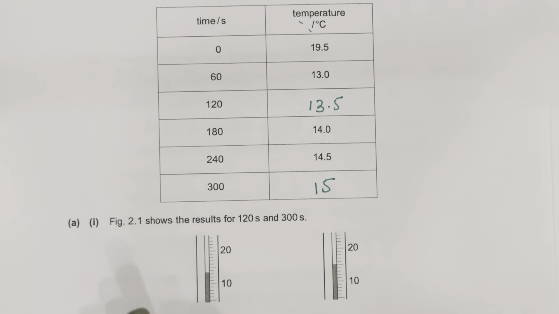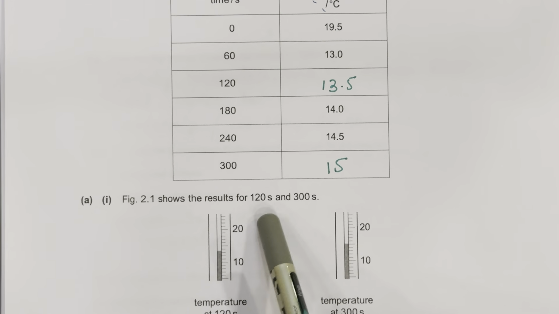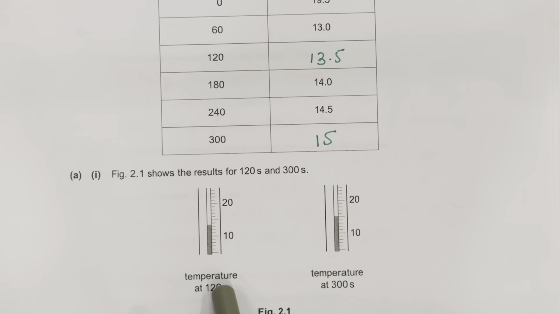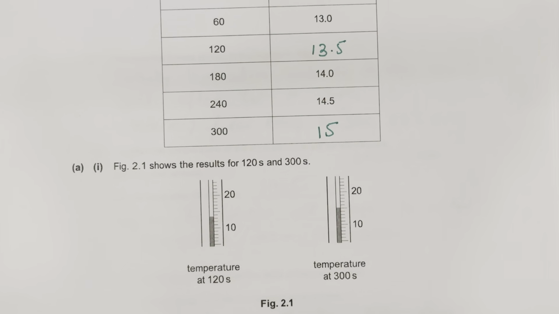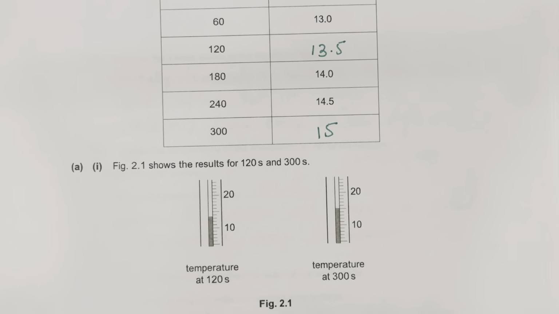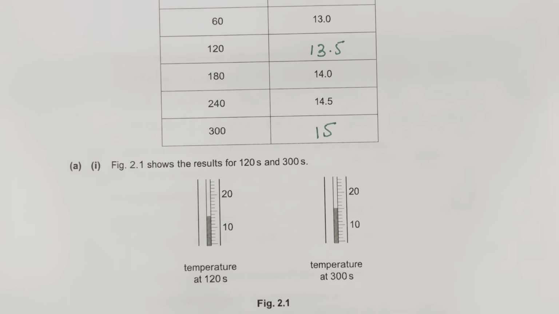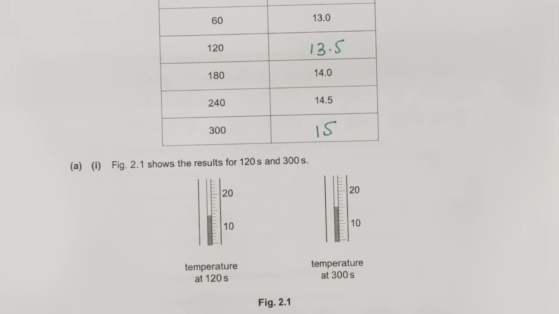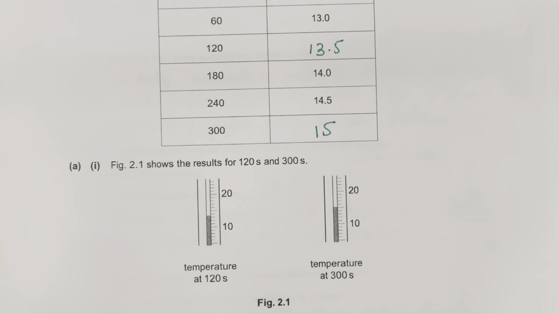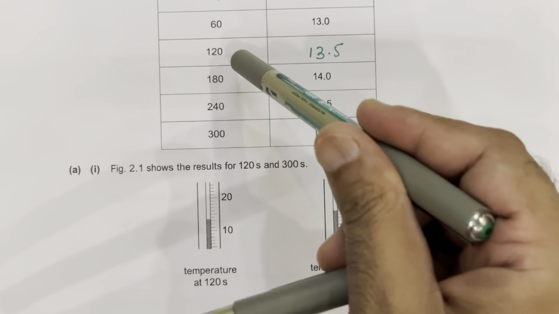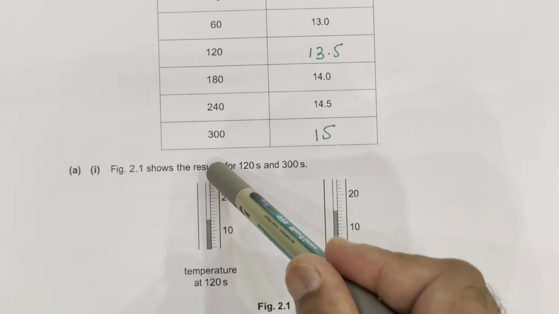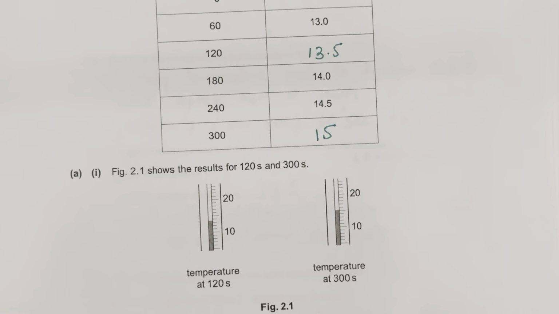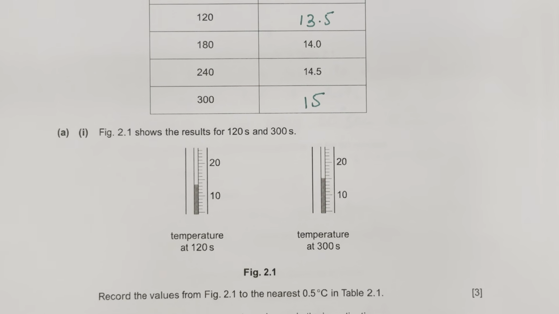Now, part A: figure 2.1 shows the results for 120 and 300 seconds. So at 120 seconds, we can see that the reading is exactly equal to 13.5, and the temperature at 300 seconds is exactly 15 degrees Celsius. So you're going to write your answer here: at time 120, the temperature is 13.5, and at time 300, the temperature is 15 degrees Celsius.